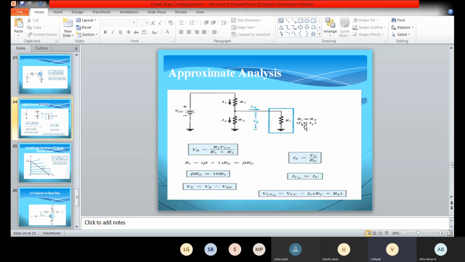Ri is equal to Vi divided by Ib, that we can write as Vth minus Vbe divided by Ib, which is Vth minus Vbe whole divided by Rth plus 1 plus beta into Re.